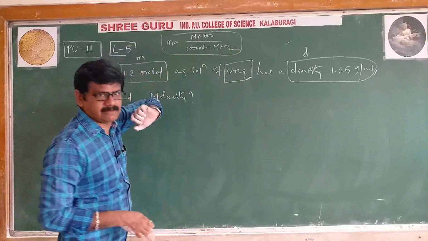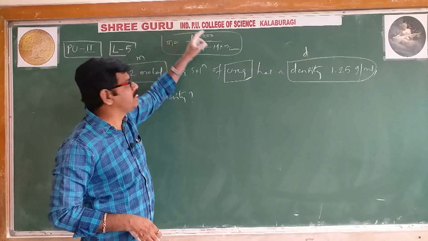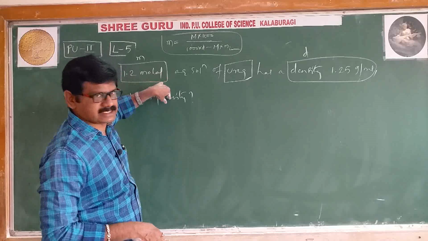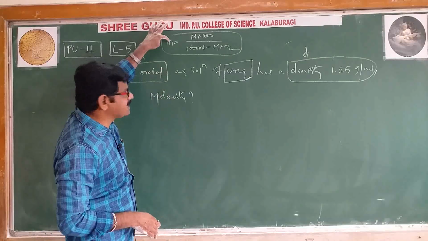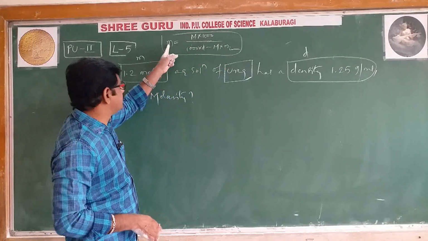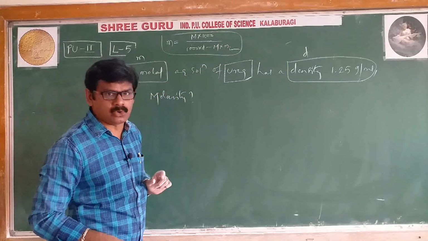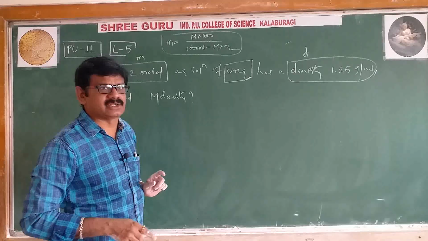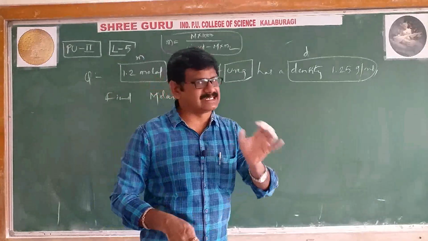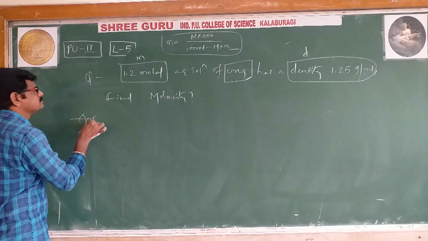Means in this formula, remember, small m is known, density is known, M2 is also known. The question is asking capital M. I'll repeat: small m known, density known, M2 known. Only one term is unknown, that is capital M, the only unknown term in this formula. That's it. We'll write its solution, then we'll calculate.